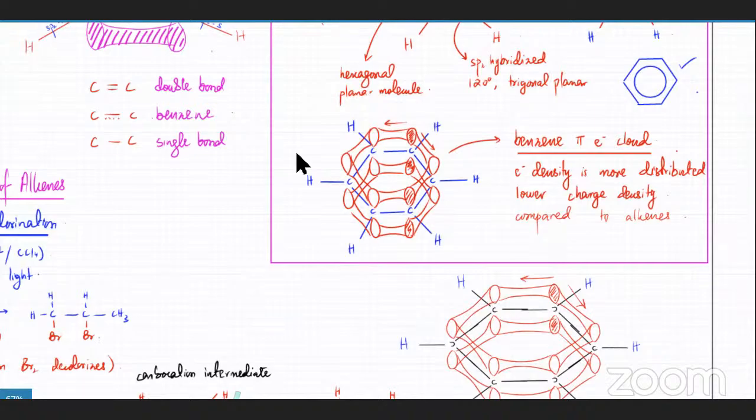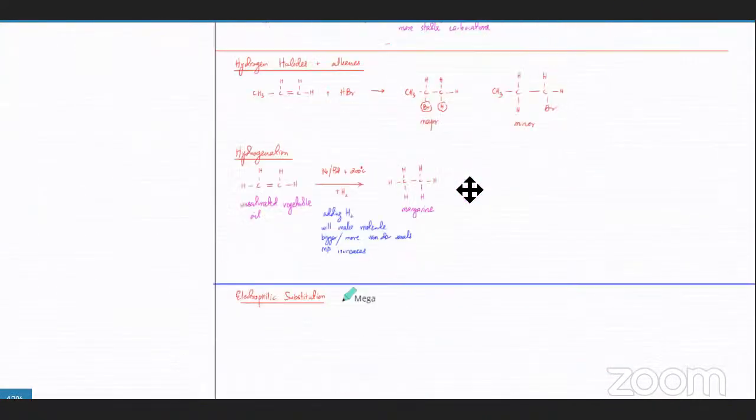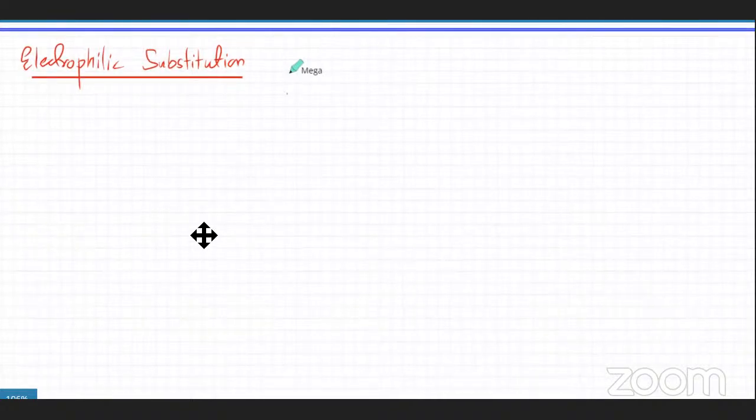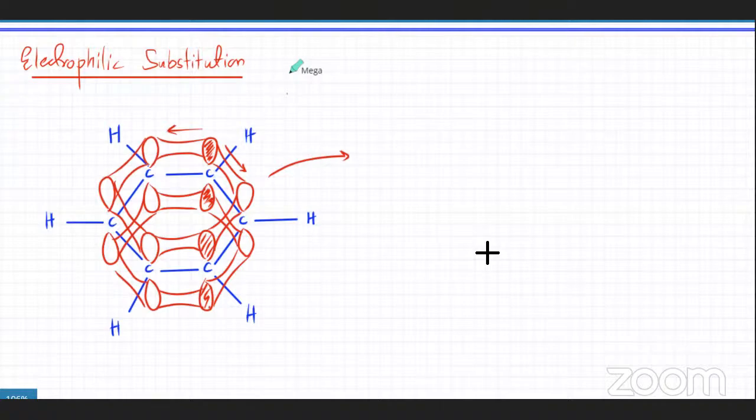So remember, what's the difference between alkenes and benzene? Benzene has a lower electron density. It's got a much lesser electron density. The electron cloud is a lot more distributed. It's got a lesser charge density. So if I copy a benzene, I'm going to take this benzene and try to react it with bromine. So we're going to focus on the mechanism, what's going to happen.